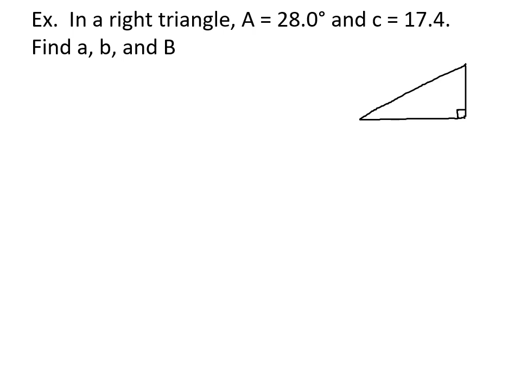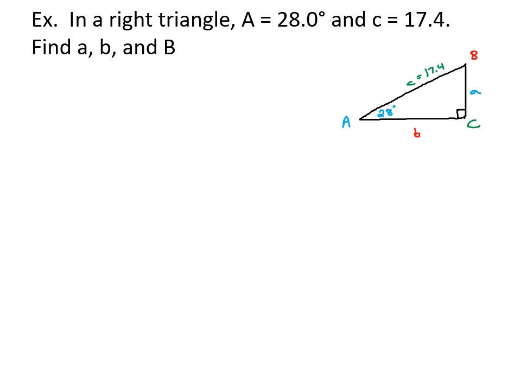Look at me go. So angle A would be over here. So side A is over here. Side C is across from the 90-degree angle. And then B is across from B. So this is the same triangle we had on the other page. I know A is 28 degrees. And I know side C, the hypotenuse, is 17.4.